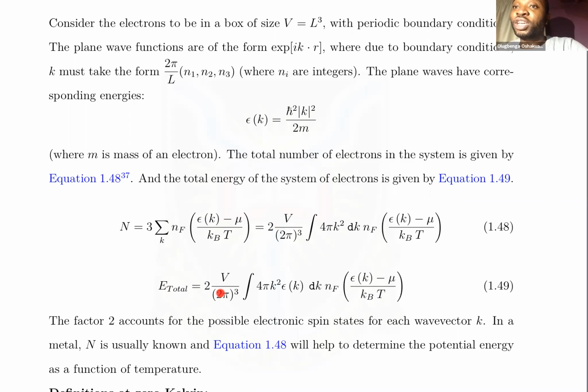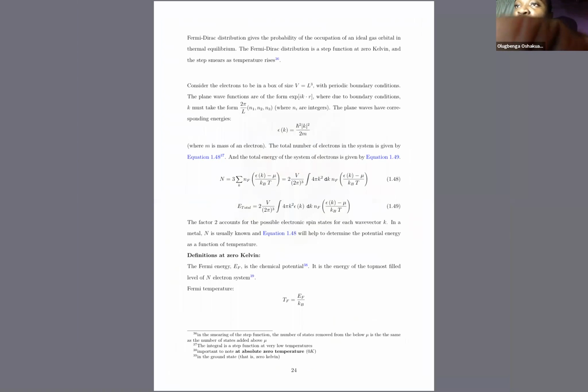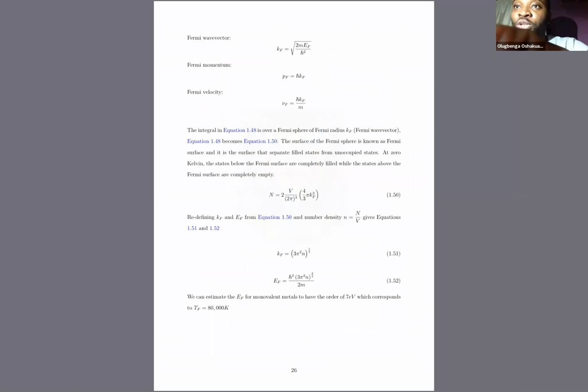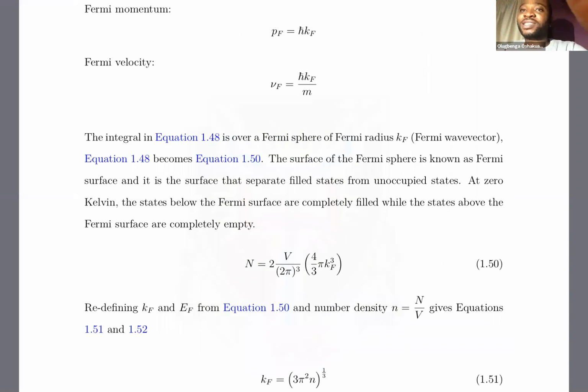When you study these two equations carefully, the only difference you see here is that this one has energy as a function of wave vector. So when we know the total number, multiplied by the energy with respect to wave vector, we can determine the total energy of the system of electrons. So let's move forward. Now we know equation 48, the integral of equation 48 over a Fermi sphere of radius kf.